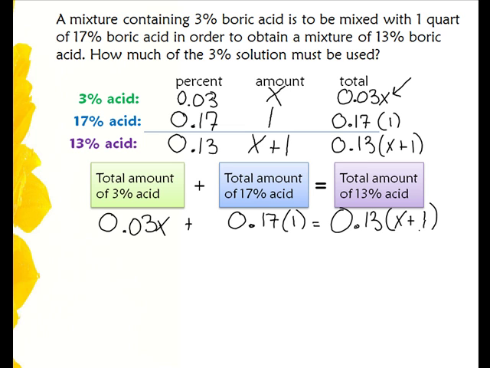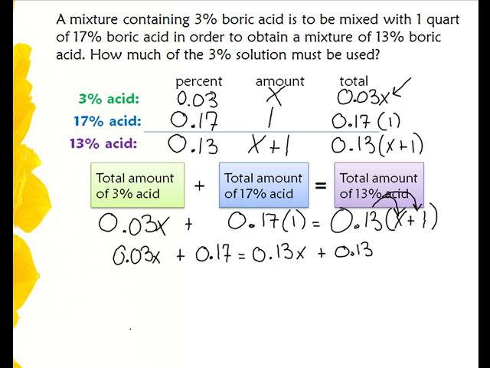Now, the only thing left is algebra. So let's simplify this a little bit. This is 0.03x plus, well, 0.17 times 1 is 0.17. And that should equal, remember, I need to distribute my 0.13. So I have 0.13x plus 0.13 times 1, which is just 0.13, without the x. So we're going to erase that. Okay.